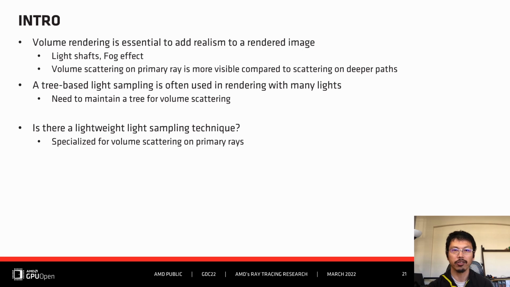In the literature, tree-based light sampling is often used when rendering under many light sources. Because of the nature, we need to maintain an acceleration structure for light sampling, which could be a burden sometimes, especially for real-time applications. Then, a question we had when we started this research was, is there a lightweight light sampling technique we can use if we only apply volume scattering on primary rays?